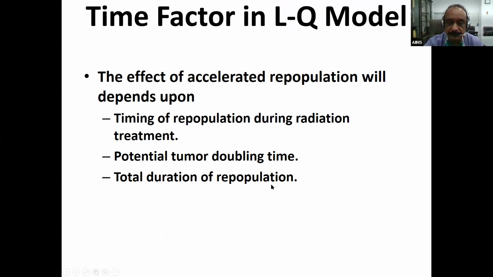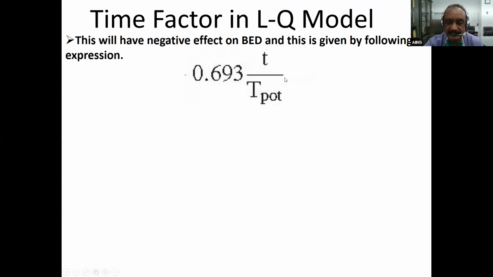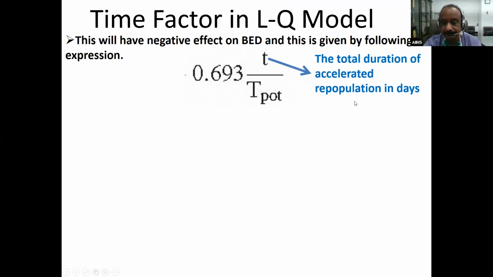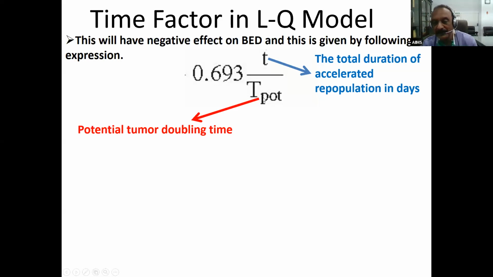And without going into detail of mathematics, this is the expression for time factor: 0.693 T upon T pot, where T is the total duration of the accelerated repopulation in days, and T pot is potential tumor doubling time. Now, is this accelerated repopulation a good thing or a bad thing for tumor control? All of you will say it is a bad thing because during treatment, new cells are being added. So some dose of radiation will be utilized to counter the effect of this accelerated repopulation.